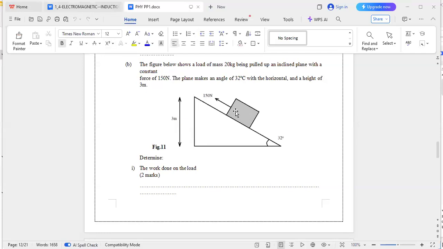That is the load. No, the load is not. This is effort. The load is 20 kilograms. So we change 20 kilograms to newtons. That is 200 multiplied by distance moved by load, which is 3 meters. 200 times 3 gives us 600 joules. So that is work done on load.